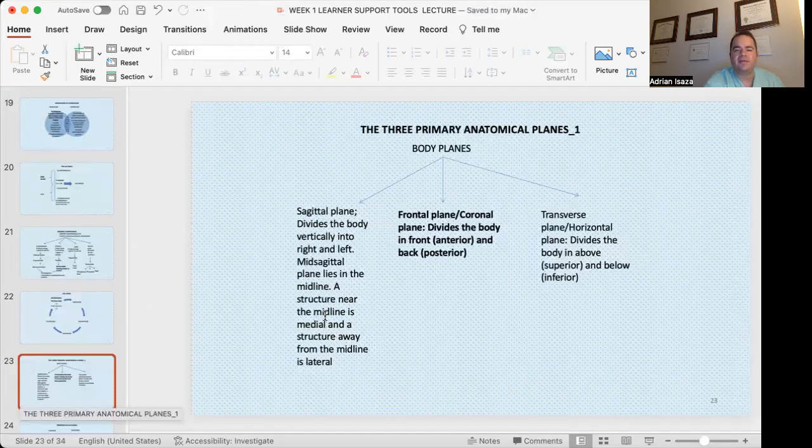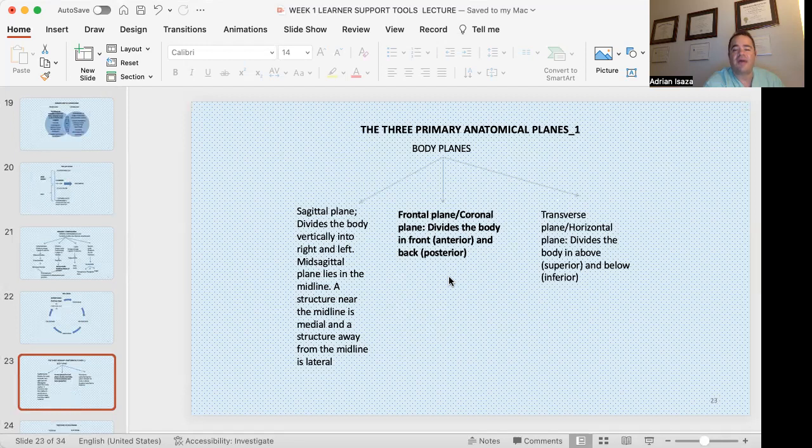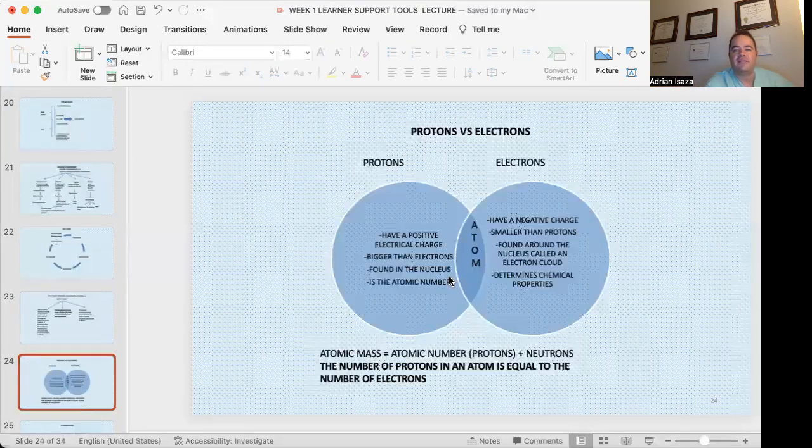The coronal plane, I talked about this earlier, divides into front and back, anterior, posterior. Even when I talked about cavities earlier, I talked about, hey, look, you have some dorsal cavities. That's posterior cavities, right? And what you needed to know for that slide was that the dorsal cavities, cranial and spinal, contain the organs of the central nervous system. Let's move on.